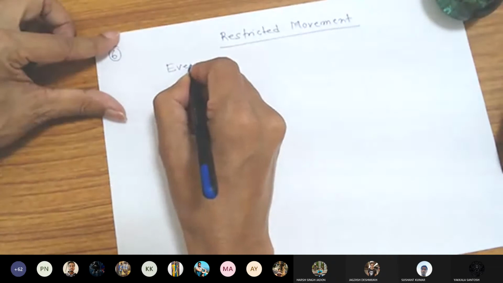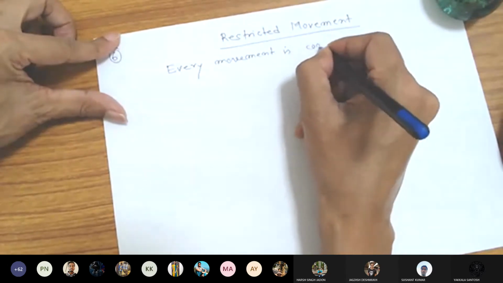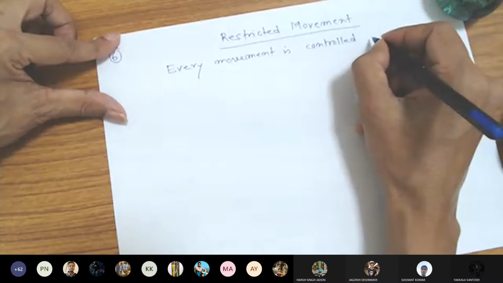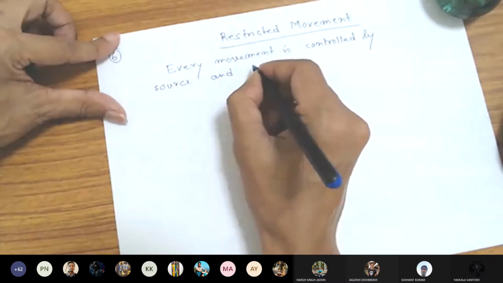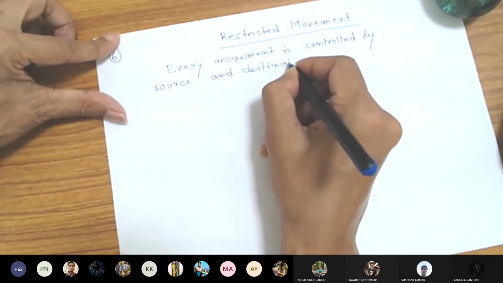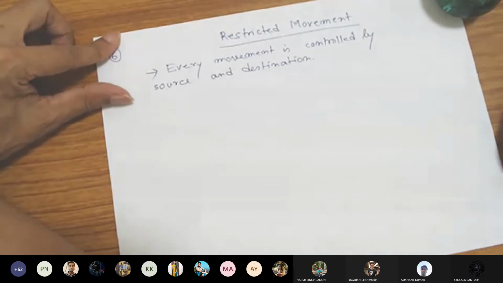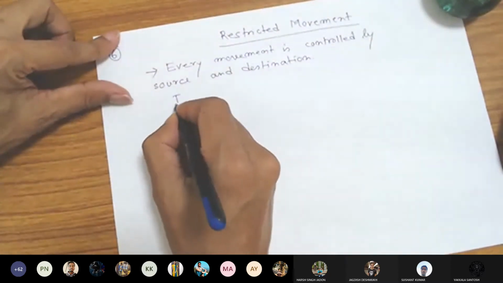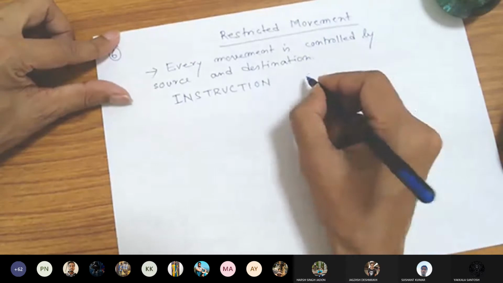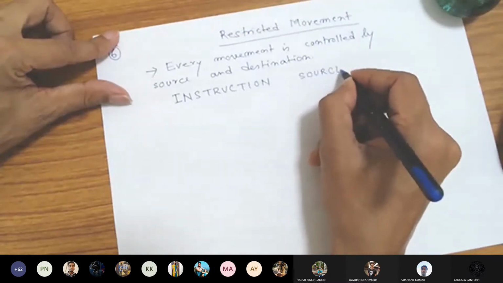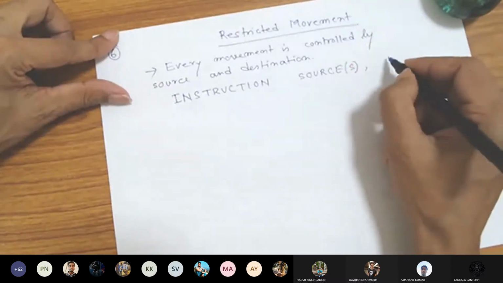Every movement is controlled by source and destination. So we write it like this: instruction, followed by source or sources. I'll tell you why sources, and then destination.